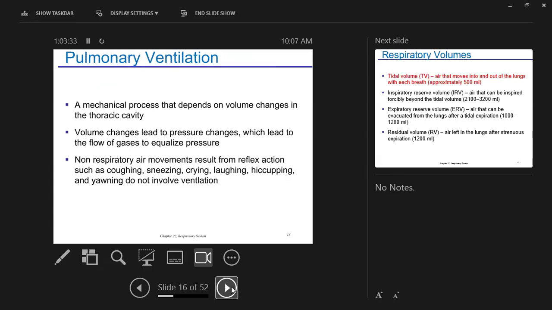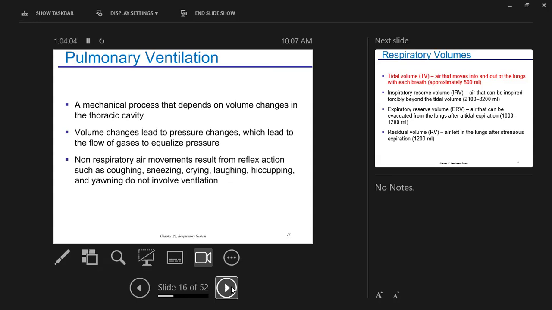Now, ventilation, pulmonary ventilation. We're going to get into some numbers here in a second. This is the movement of air into the lungs. It's a mechanical process. When we move air in, a lot of that air has to go through dead spaces. Not dead in the sense that they're not alive, but dead in the sense that they're not going to have anything to do with gas exchange.